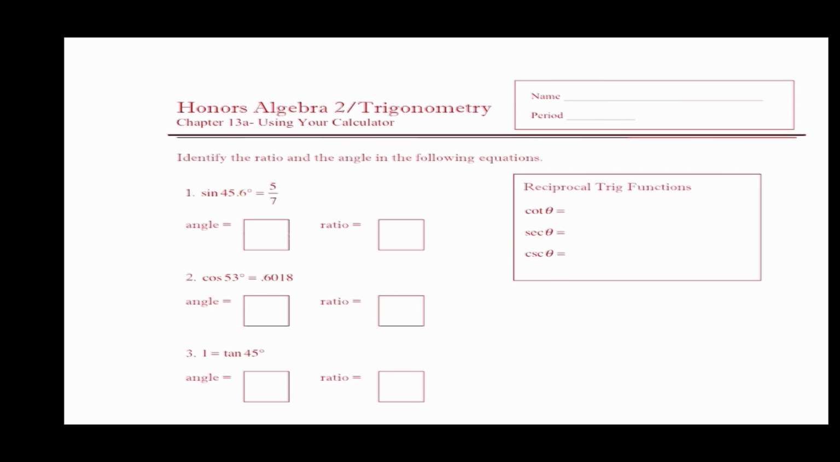For number 2, cosine, our angle is 53 degrees, and my ratio is 0.6018. The whole purpose of doing this one is we are going to see that when we use our calculator, we will often get values that are not exact, so we are going to have to round to the nearest 4 decimal places.